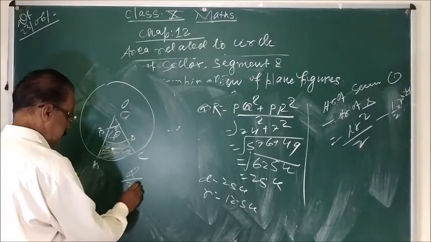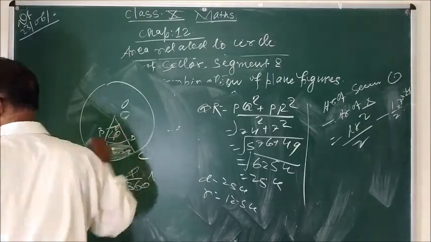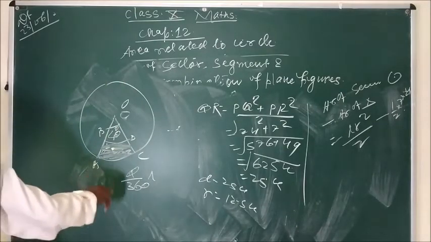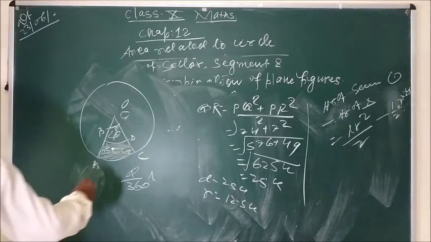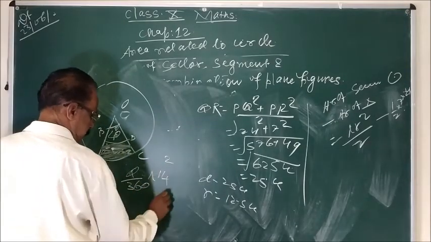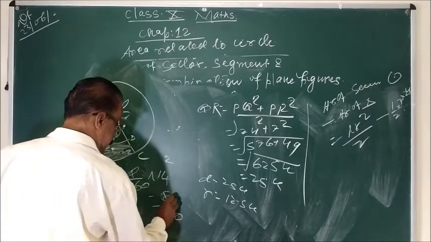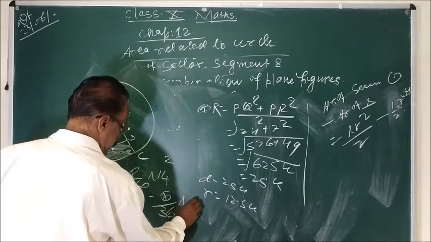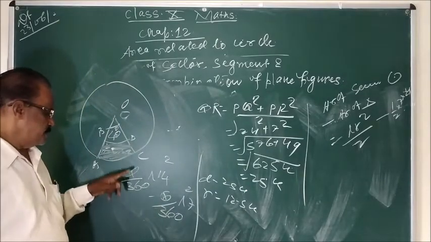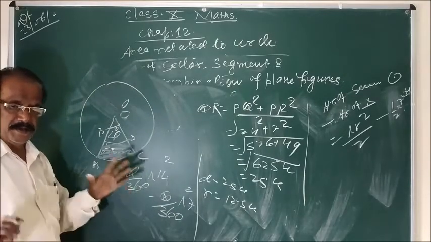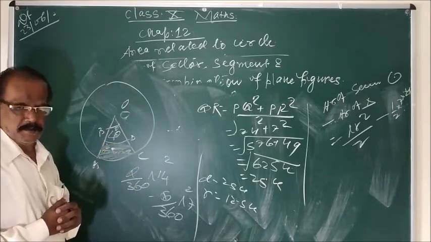So theta by 360 pi r squared, for the bigger one, theta by 360 pi into 14 squared, minus theta by 360 pi into 7 squared, since the angle will be the same for the smaller sector. Now you take the common theta by 360 pi, the easy way to simplify, and you will get the value of this shaded portion.